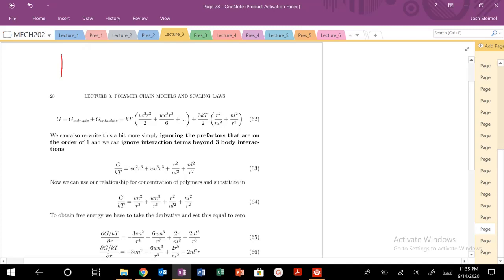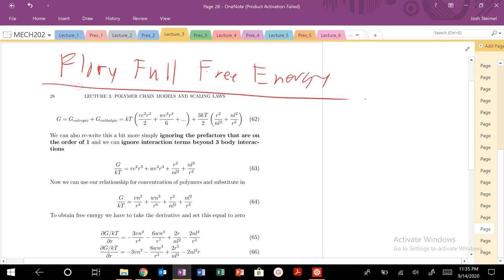Today we're going to talk about the Flory full free energy derivation for polymer chains. So last time we figured out our enthalpic contribution, which we see here. We know our entropic contribution from previous videos right here.